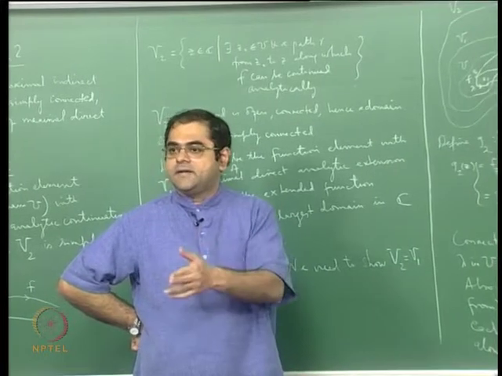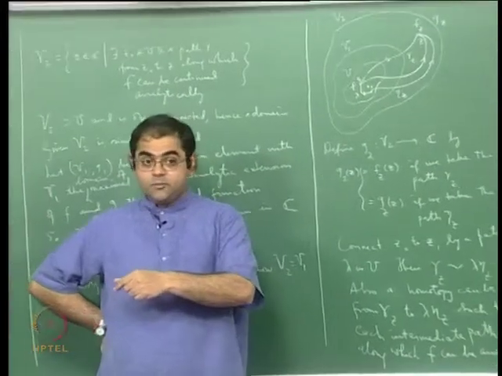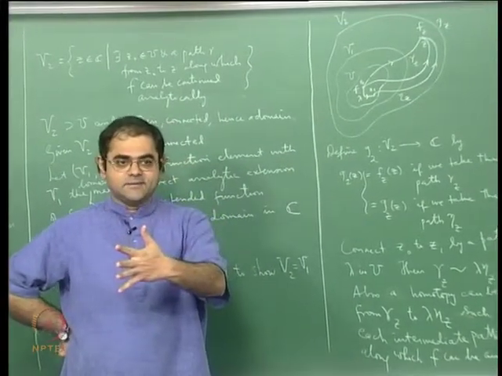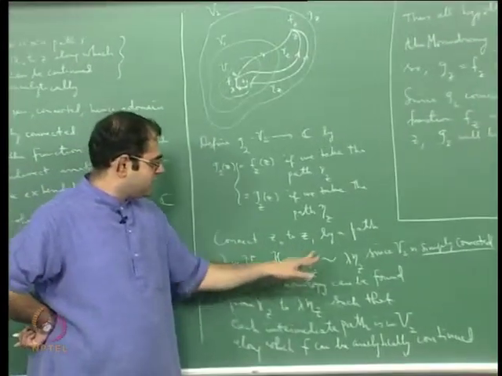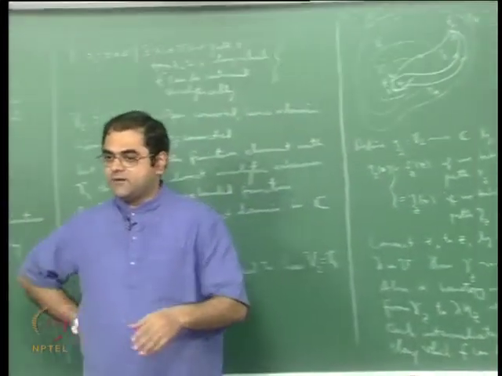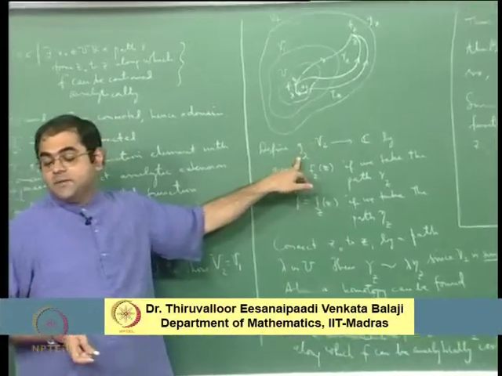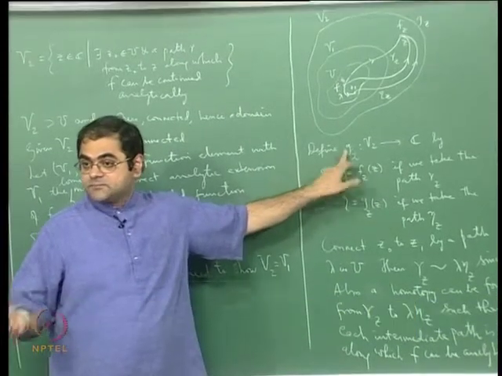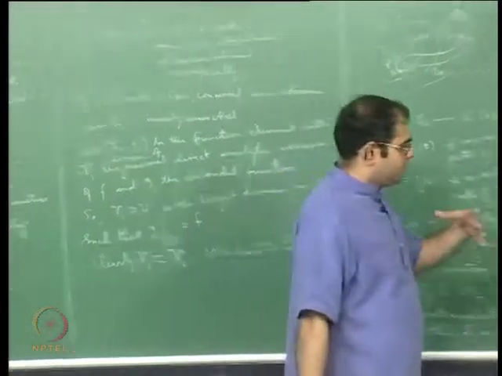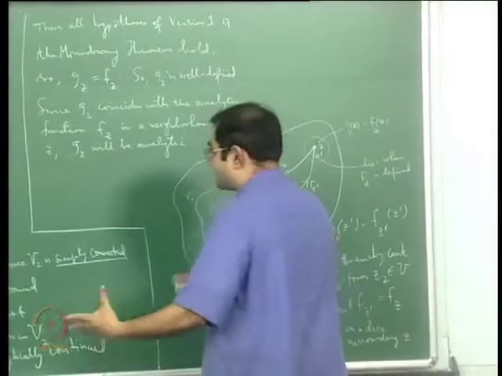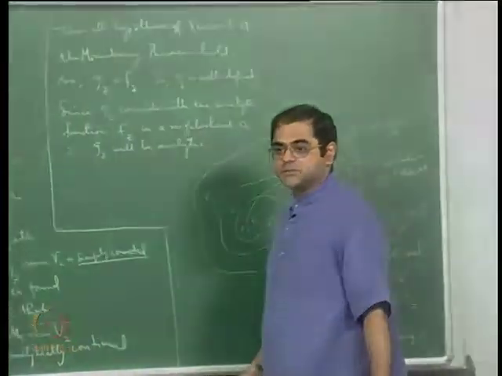So it means that V1 is supposed to be the domain of maximal direct analytic continuation, so V2 has to be contained in V1. We already proved V1 is contained in V2, so you get V1 equal to V2, and we get the extended analytic function to be G2. But G2 then has to be equal to G1. So that finishes the proof that version 1 implies version 2.